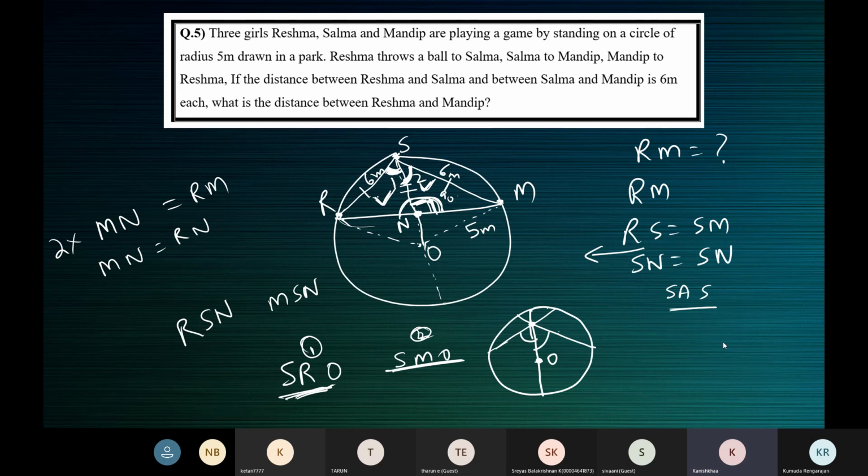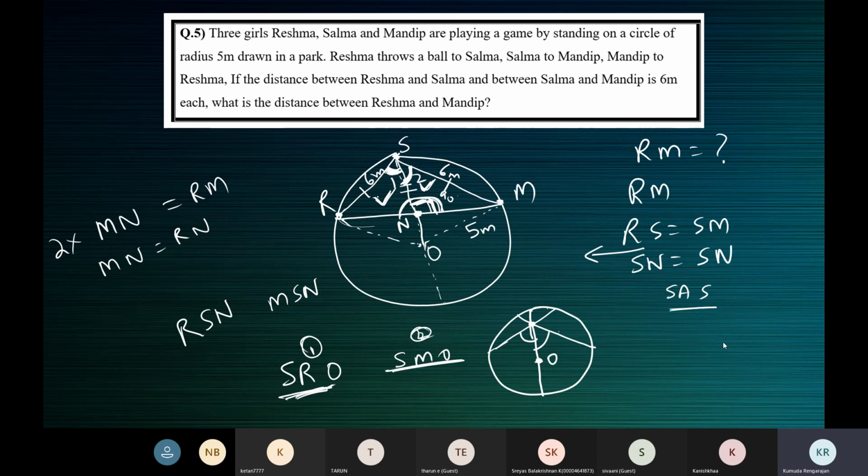Yes, RSN and MSN, ma'am. Very good. RSN and MSN. We need to take up RSN and MSN and show that they are congruent to each other. Yes, tell me the equalities, Kanishka. Ma'am, RS is equal to MS. Yeah, then we proved that angle 1 is equal to angle 2. Correct. And SN is common, ma'am. SN is the common side. So what's the congruence rule? SAS, ma'am. By SAS rule, the two triangles are congruent to each other.